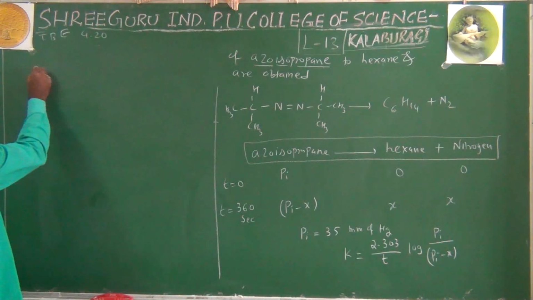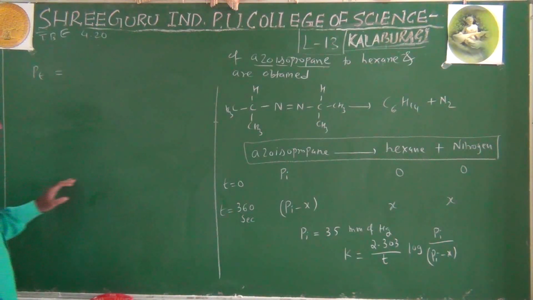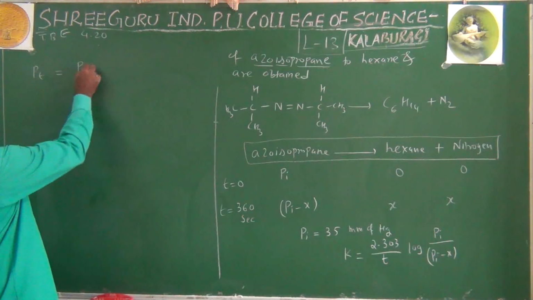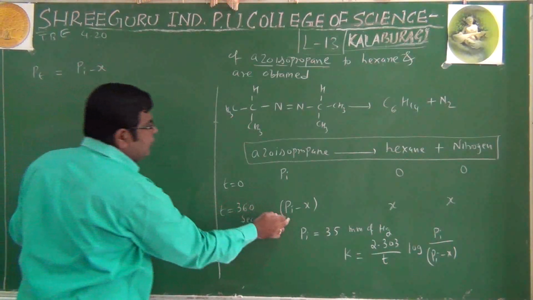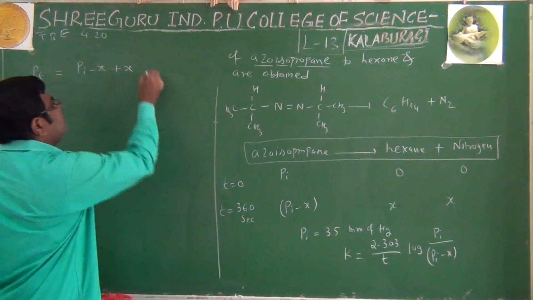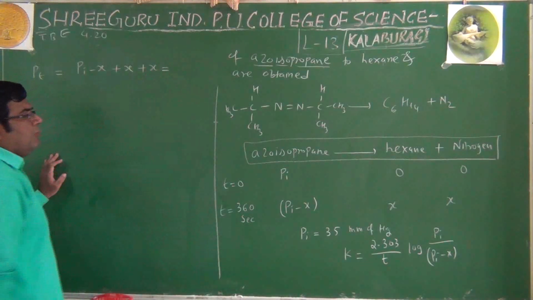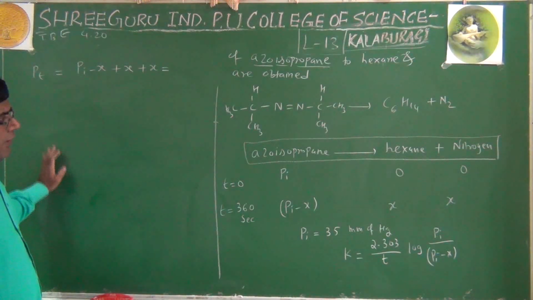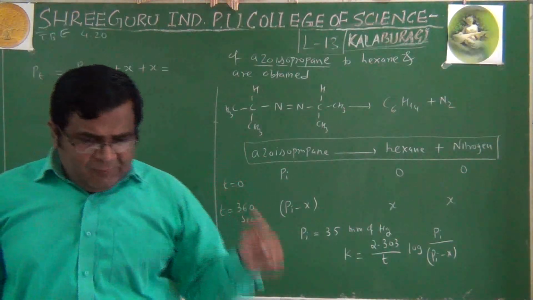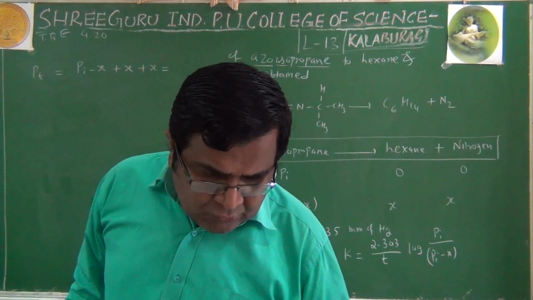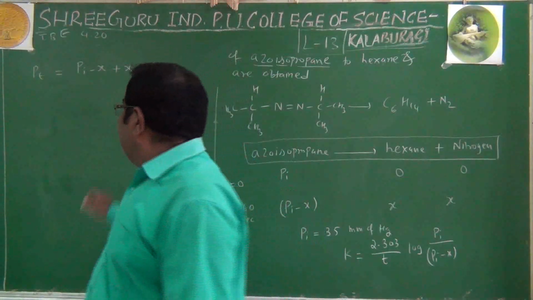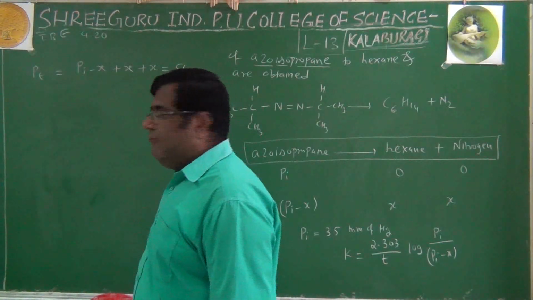I will say Pt equals Pi minus x. It is the pressure due to azoisopropane, pressure due to hexane, pressure due to nitrogen, and the pressure at 360 seconds. I just wrote this, I don't know that value yet. That equals, yes, it is 54, right? It is 54. They have given that at 360 seconds, it is 54.